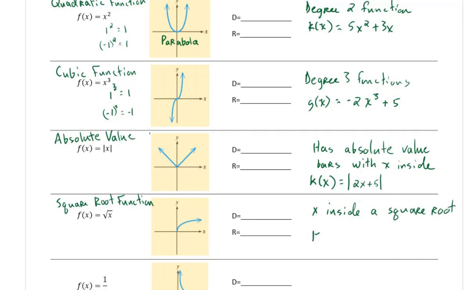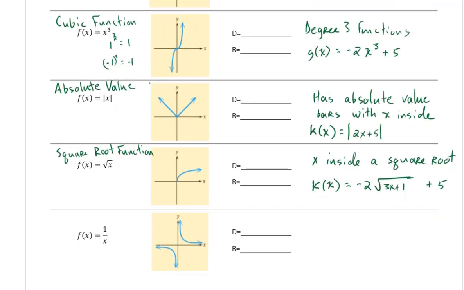So k of x equal to, you could have stuff outside the square root, but inside the square root you're going to have a linear expression, and that makes it a square root function. Alright, the last one's kind of crazy. Let me scroll down here. It's kind of going all over the place.